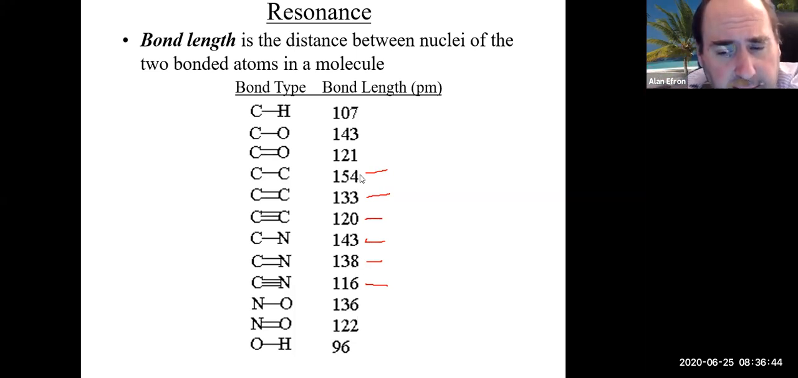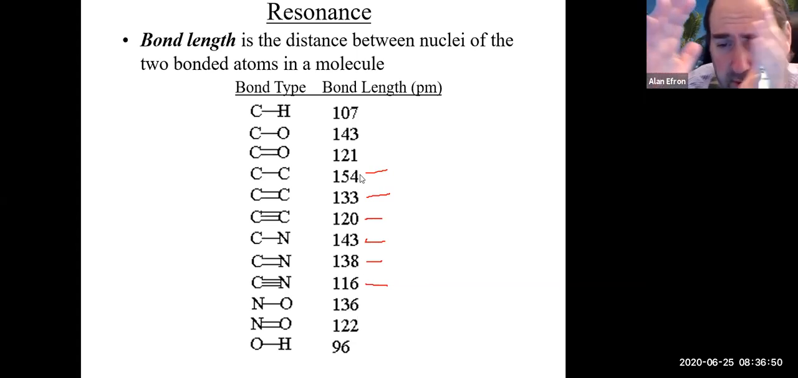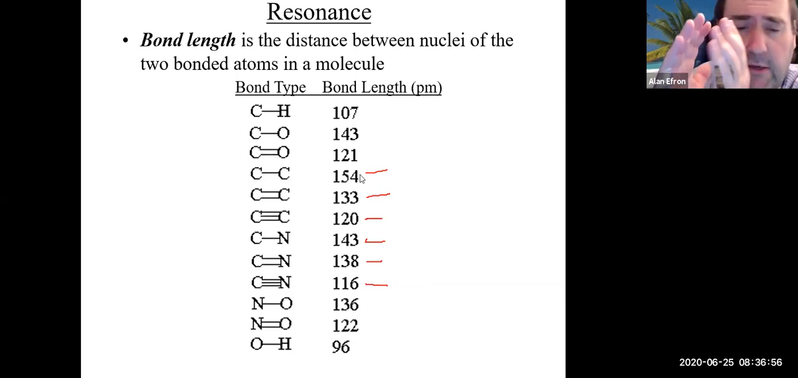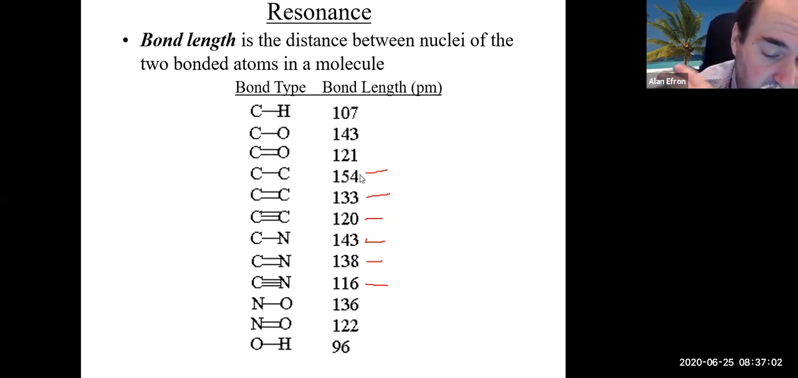But the general pattern is every time you slap on a bond, all those electrons come in, and what it does is contract the distance between the two atoms. And then again, if you pop in a triple bond, it's going to move everybody closer to each other. So what does that do with something like bond strength?